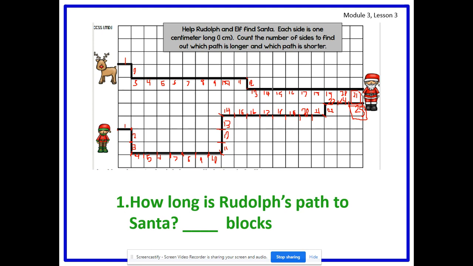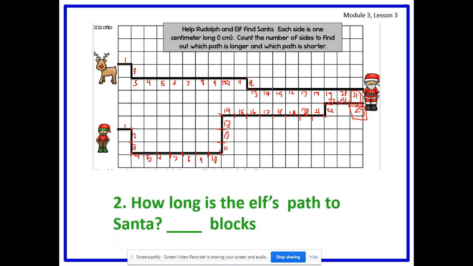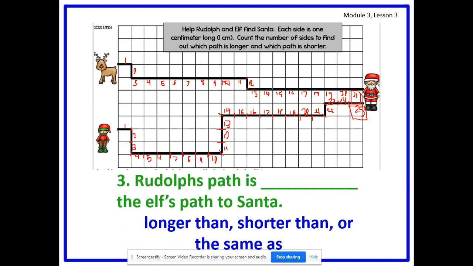Yes, very good. Now, how long is the elf's path to Santa? Write it on your whiteboard. And pick it up. Go. So how long is the elf's path to Santa? Get ready. Yes, 25 city blocks. Remember to say the unit. Do not forget. Last question.